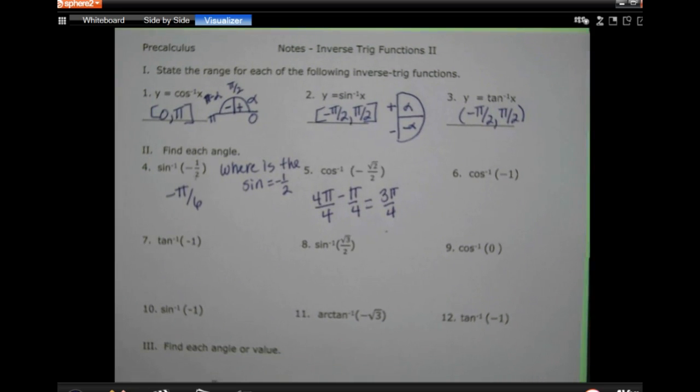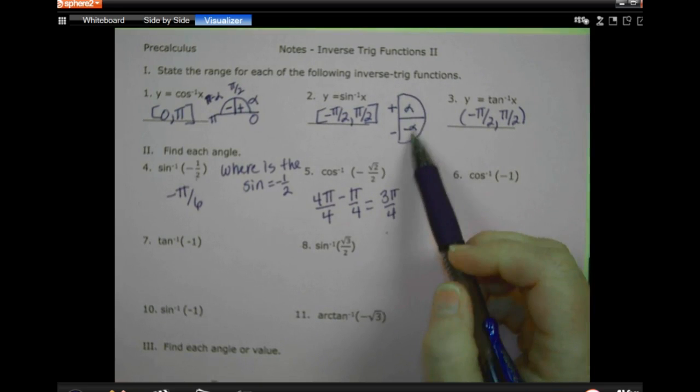Wait. When you subtract pi, it's because it's in cosine, right? No, it's because you're trying to get the other side, to make it a negative. You can't just put negative pi over 4. So why do we do that for sine? Because that's in our restricted range. Yeah, that's in there.